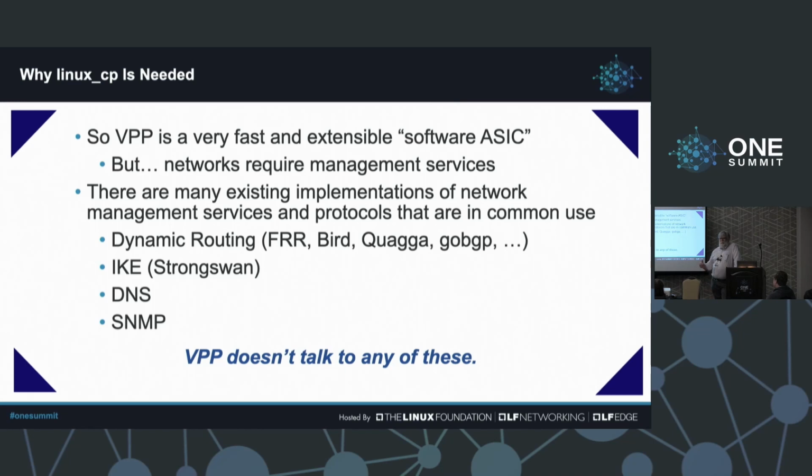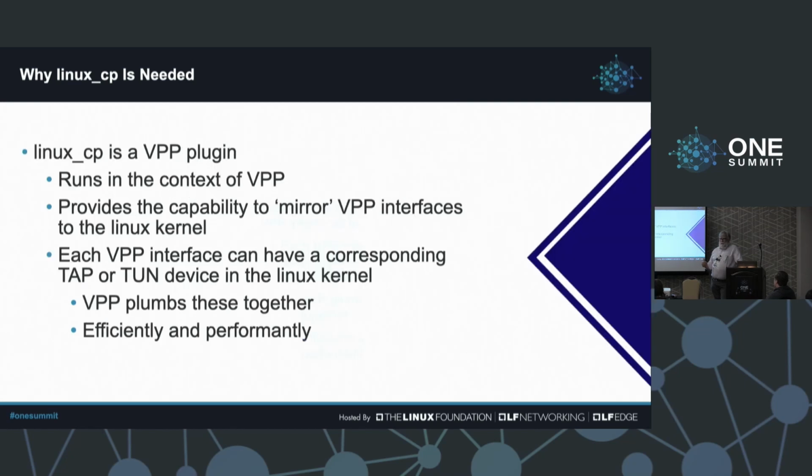But networks require a bunch more than just a fast data plane. So you want to typically do routing and maybe some other things like DNS or even SNMP on the system. And VPP doesn't know how to talk to any of these. So you can start to try to construct these things inside of VPP, but we already have Linux. So LinuxCp, Linux control plane.